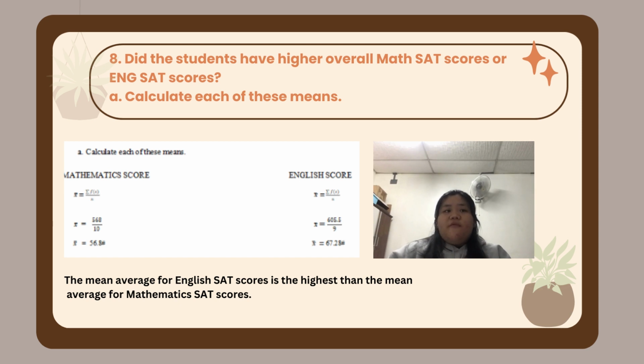So 605.5, which is the highest number in English scores, divided by 9, then the x bar for English scores is 67.28. And the mean average for English scores is higher than the mean of mathematics scores. That's all for me. Thank you.